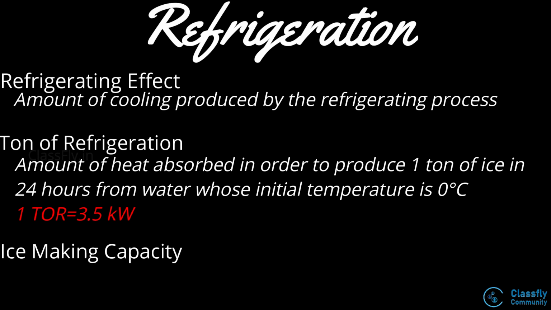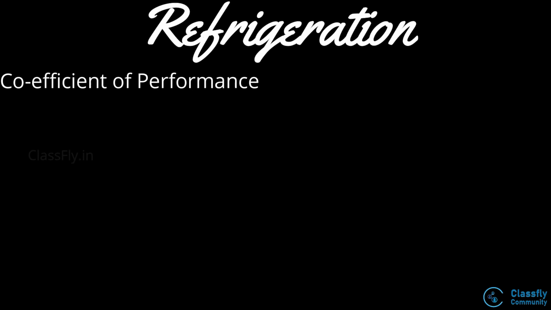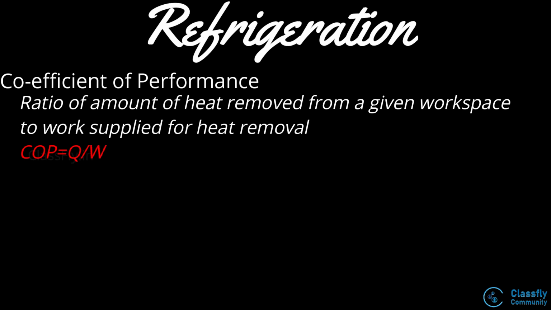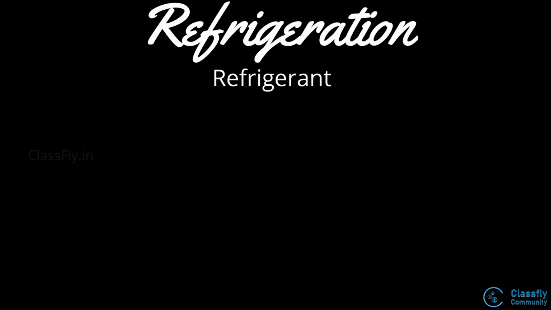Next, the ice making capacity is the capacity of a refrigerating system to remove heat from water to make ice. The coefficient of performance is defined as the ratio of the amount of heat removed from the given space to the work supplied for the heat removal, that is COP is nothing but Q by W. Also, the relative COP is nothing but the ratio of actual COP to the theoretical COP. Then we studied about the refrigerants.